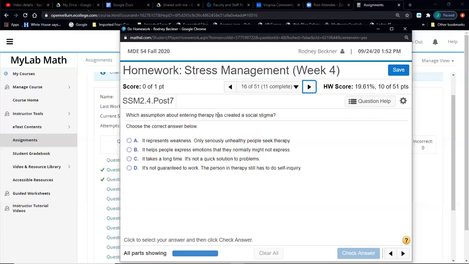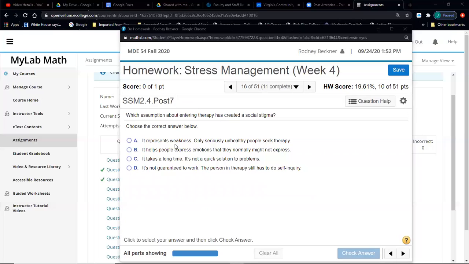All right, so which assumption about entering therapy has created a social stigma? A, it represents weakness. Only seriously unhealthy people seek therapy. B, it helps people express emotions that they normally might not express. C, it takes a long time. It's not a quick solution, or it's not guaranteed to work. D, the person in therapy still has to do self-inquiry. That's looking into yourself. Got to vote for A or C.